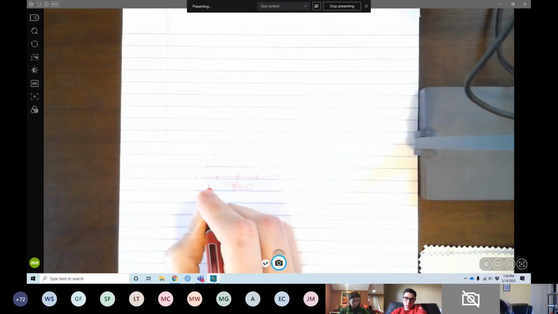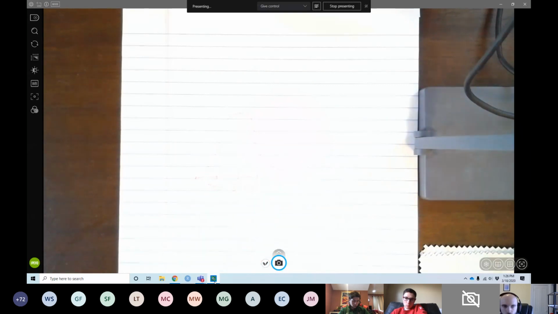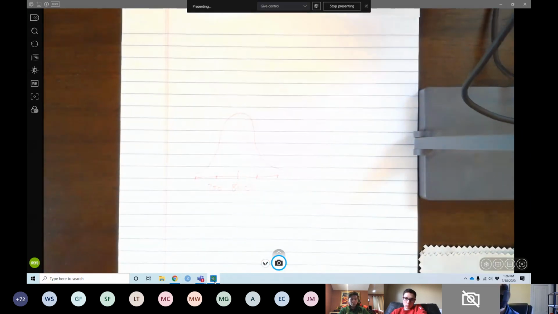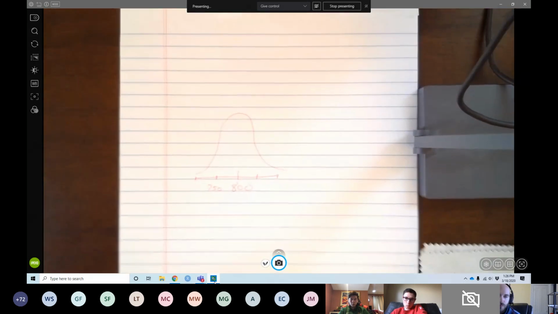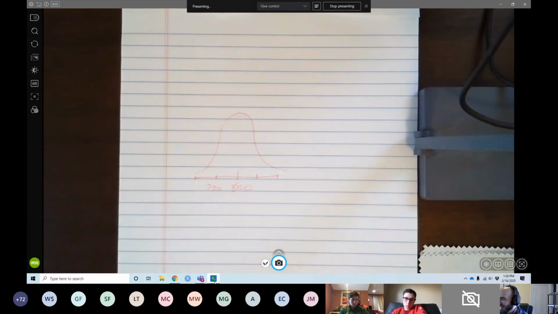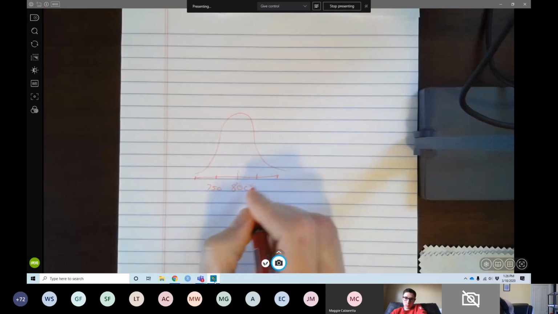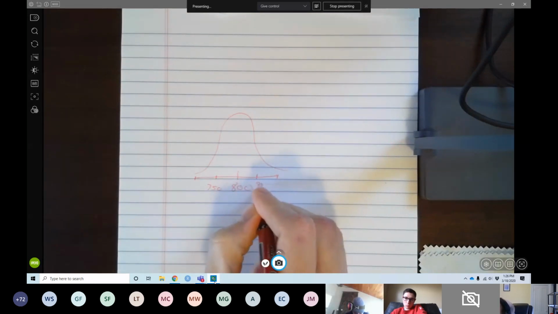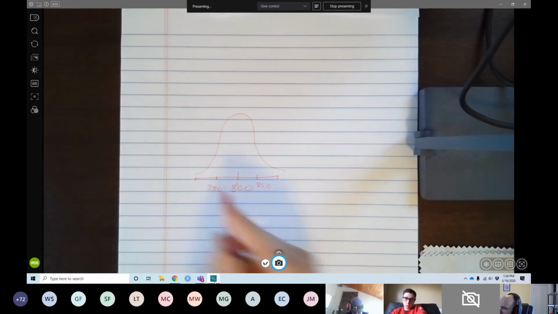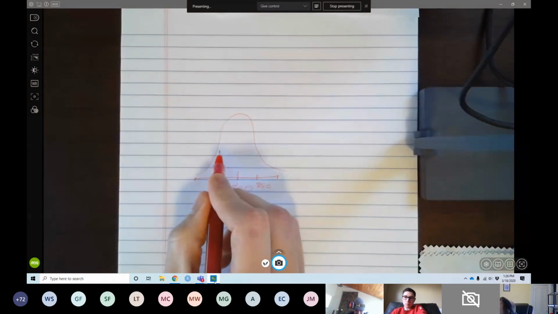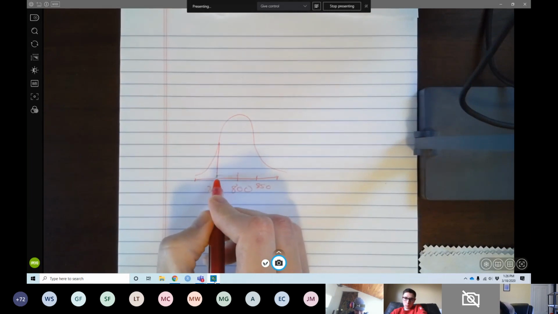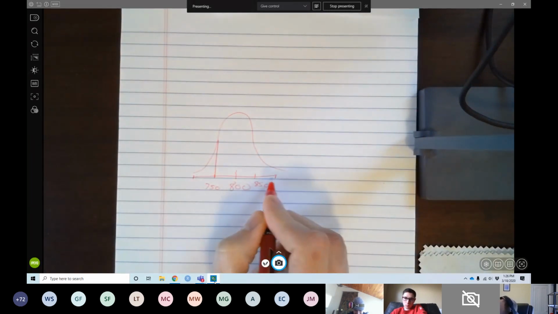So we want to make a couple of tick marks, and each one of those tick marks will be 50 away from the previous one. Okay, so this tick mark would be 800, this one would be 850, and this tick mark would be 700. And then what you want to do is mark where our particular light bulb falls. We want to know what percentage of light bulbs will last longer than 750 hours. So we'll just draw a line there.